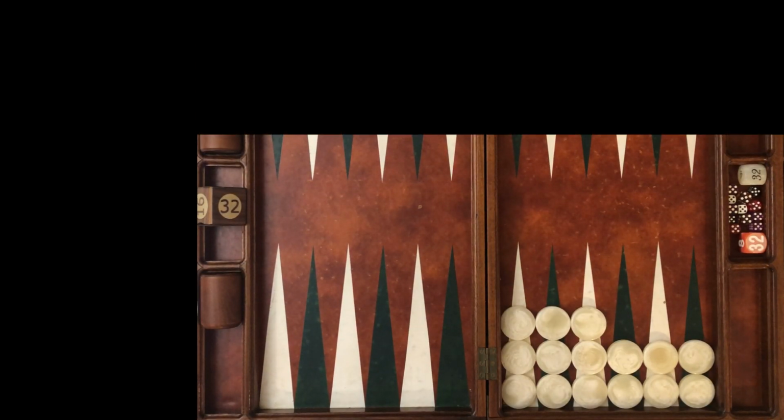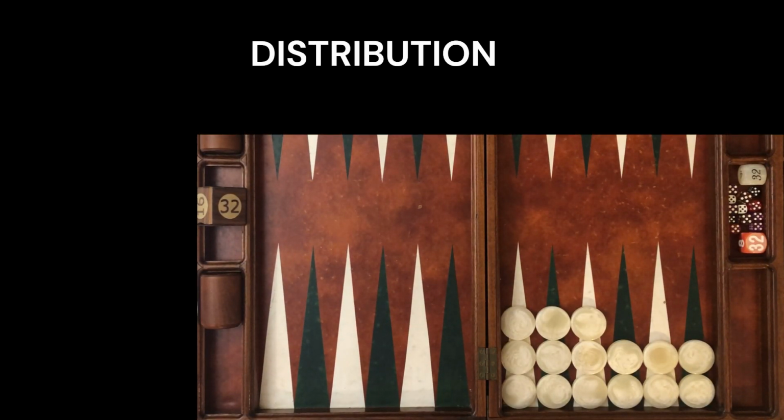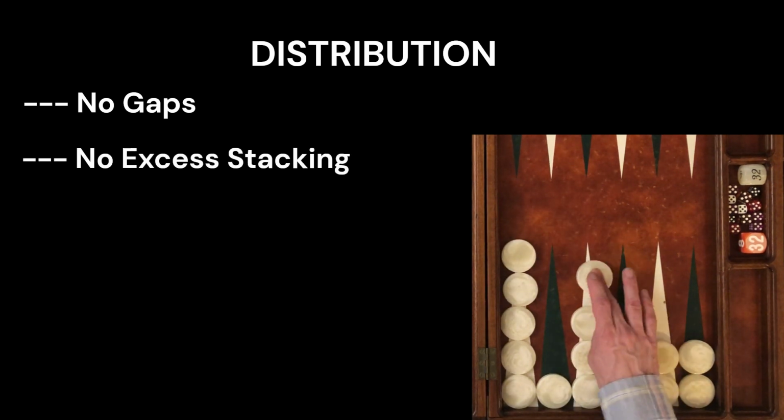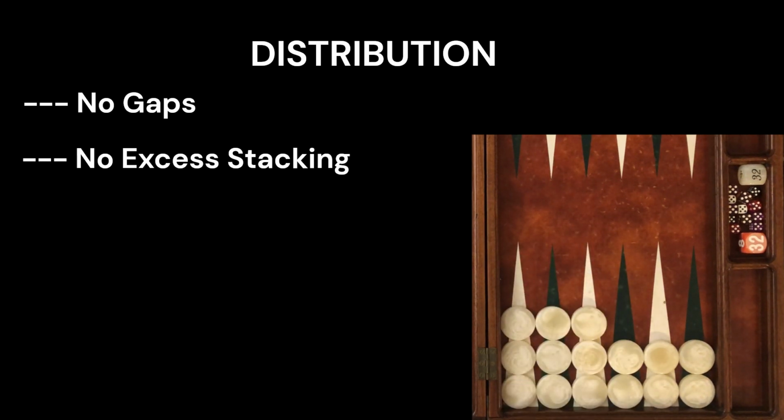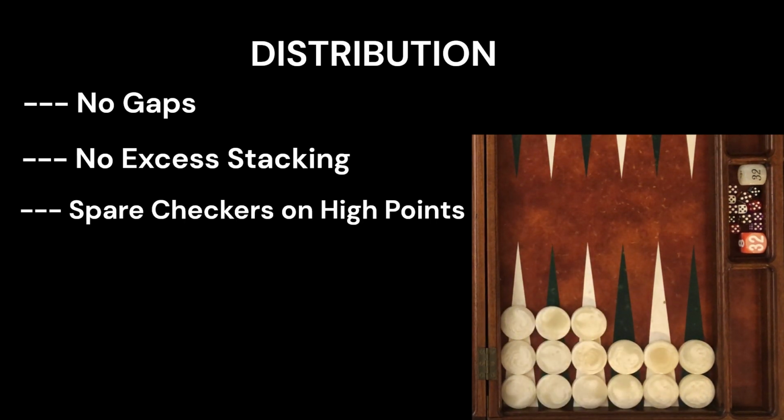When we talk about stacks and gaps, we're talking about distribution. To have an efficient bear-off with the best winning chances, we are looking for a formation that has these characteristics. No gaps, no excess stacking, more checkers on the 6, 5, and 4 points compared to the lower points.